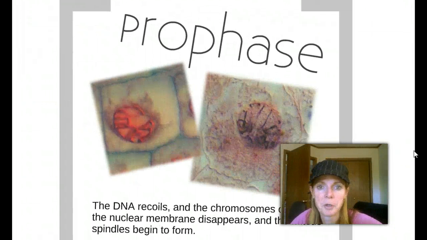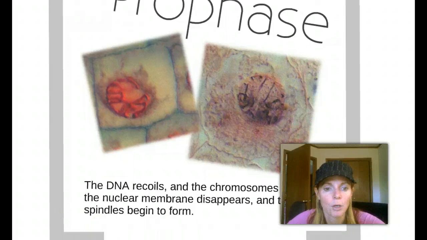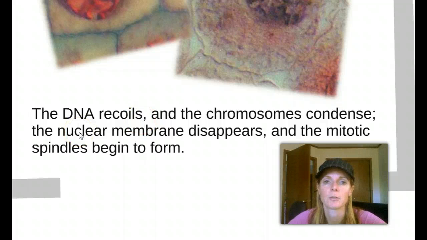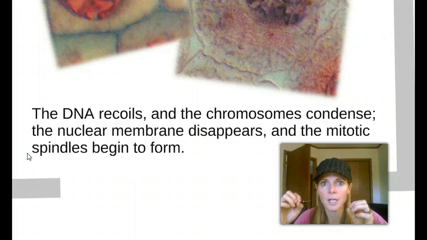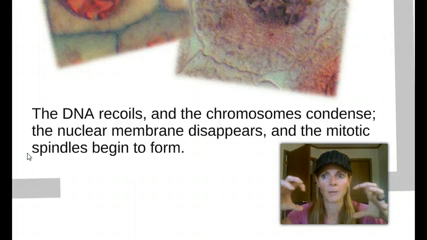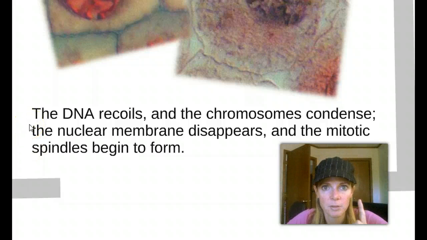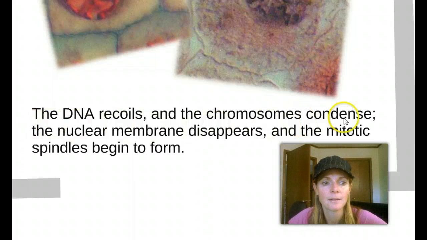But let's move on to prophase. Prophase, the DNA recoils, the chromosomes condense, and the nuclear membrane disappears. Remember, you have a nuclear membrane that surrounds those chromosomes, okay? But actually in prophase, it starts to disappear because, again, we're going to have a lot of things happen with those chromosomes. So the mitotic spindles begin to form, and that's where you have those spindle fibers that will eventually pull these chromosomes apart. So again, let me read through that one more time so you get this, because you need to know these phases very well. DNA recoils, the chromosomes condense, the nuclear membrane disappears, and then mitotic spindles begin to form.